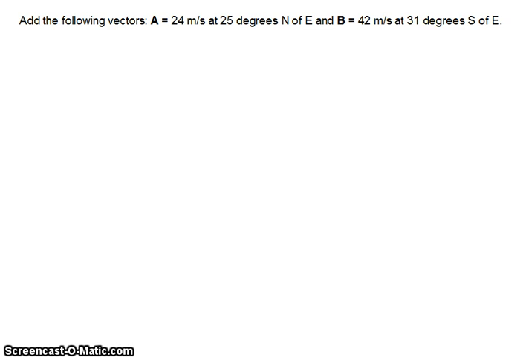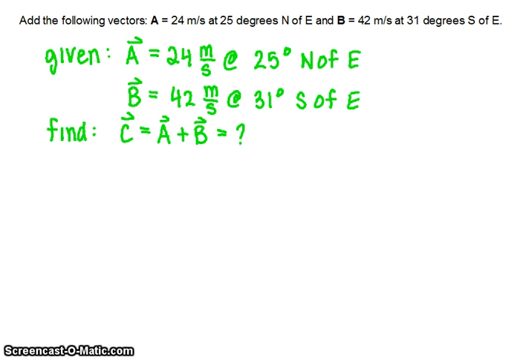This is an example of vector addition using the component method. We're going to add two vectors, they're velocity vectors: 24 meters per second at 25 degrees north of east and 42 meters per second at 31 degrees south of east. We're looking for the vector sum A plus B.